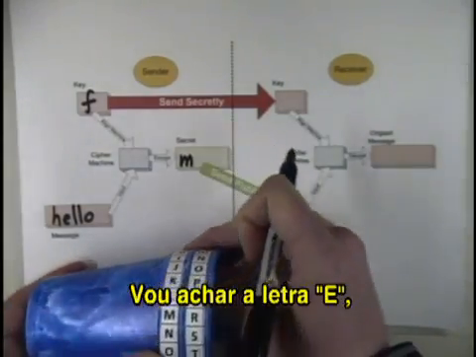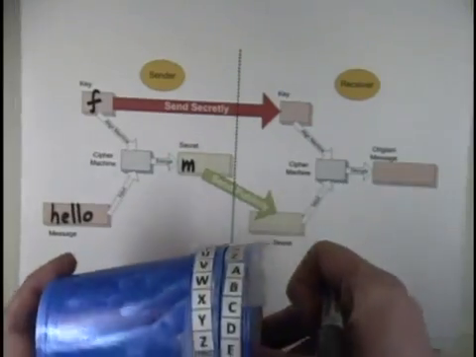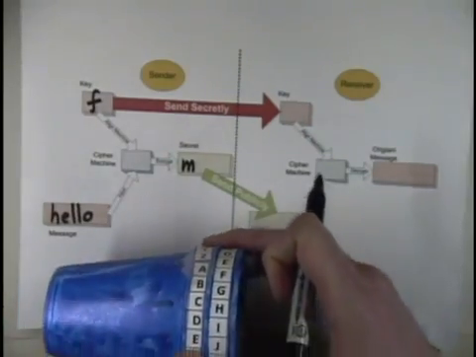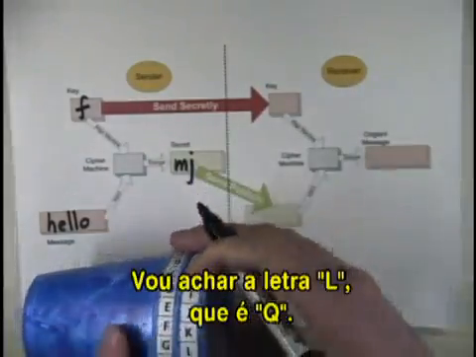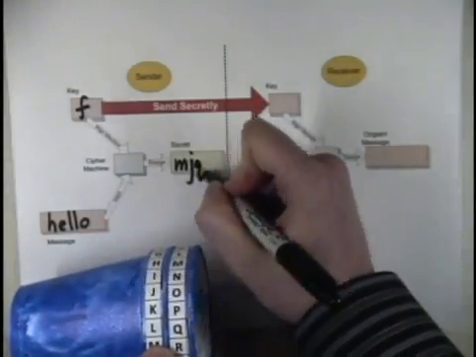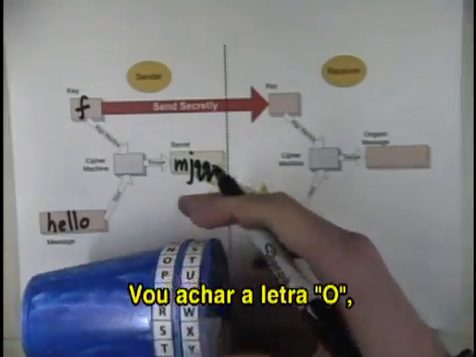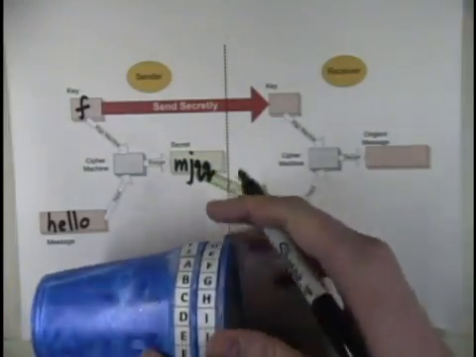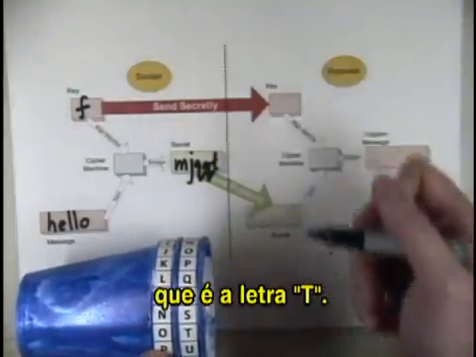I'm going to find E, which is J. I'm going to find the letter L, which is Q. Another Q for L. And then I'm going to find O, which is the letter T.